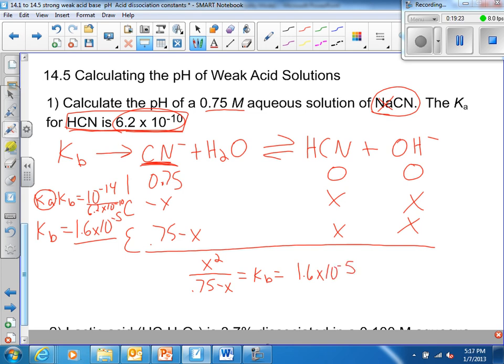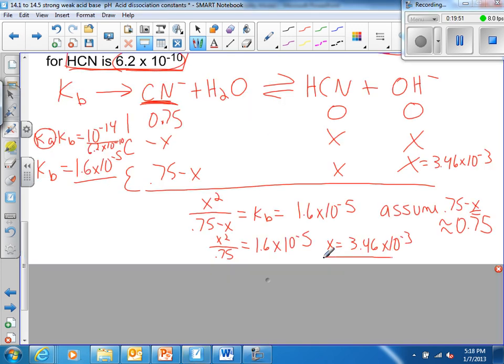All right, now in solving for X, this is one of those assumptions moments. You could solve a quadratic, but that gets ugly and messy. So instead, I'm going to assume that 0.75 minus X is approximately equal to just 0.75. I'm assuming X is much smaller than 0.75. So I'm going to assume that this denominator is just 0.75, and I will solve for X, and I get X is 3.46 times 10 to the negative 3 when I solve that equation.